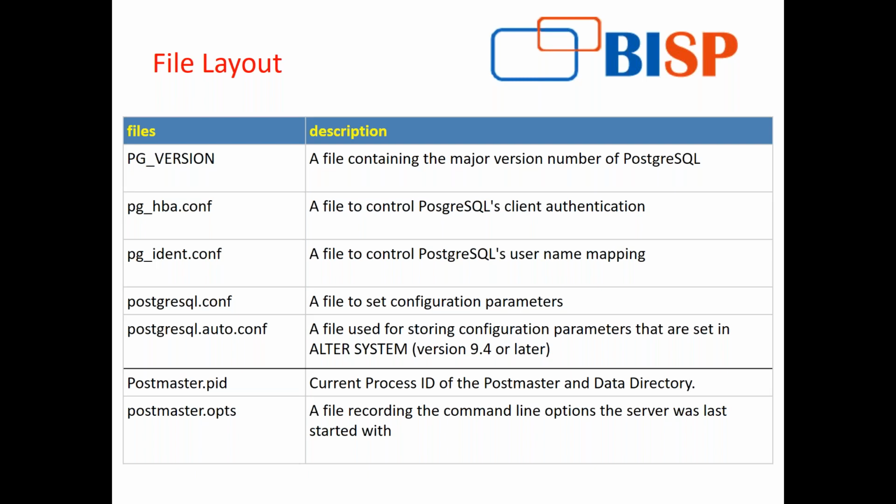The PG_VERSION file contains the version of the Postgres database. Then the pg_hba file, which is very much important. Nobody can connect to the Postgres database until you make an entry for that user. Postgres can secure your database in such a way that even if you know the host name, the port number of the postmaster, the database, username and password, you cannot connect.